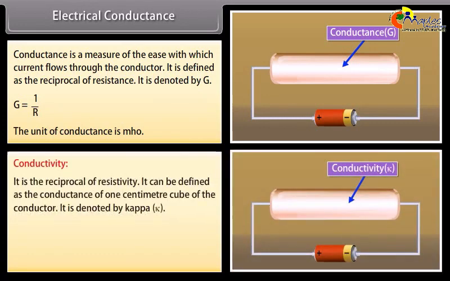Conductivity. It is the reciprocal of resistivity. It can be defined as the conductance of 1 centimeter cube of the conductor. It is denoted by kappa. κ is equal to L upon RA. The unit of conductivity is mho centimeter inverse.